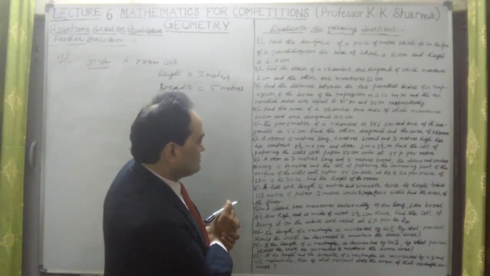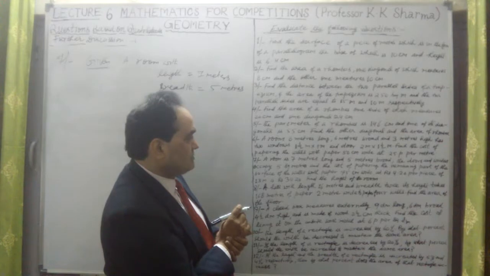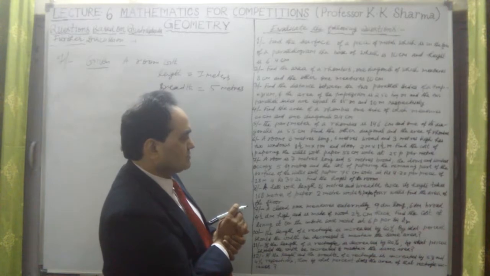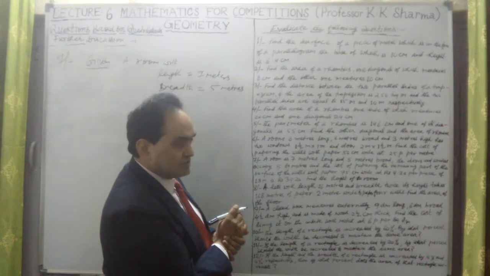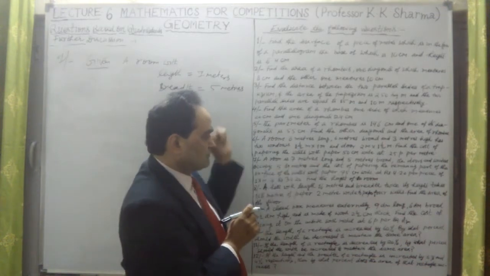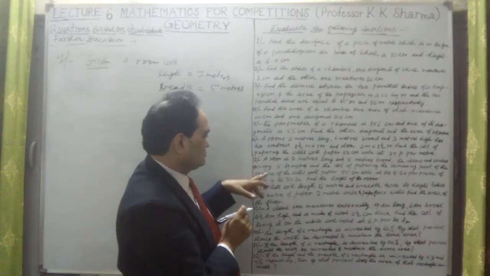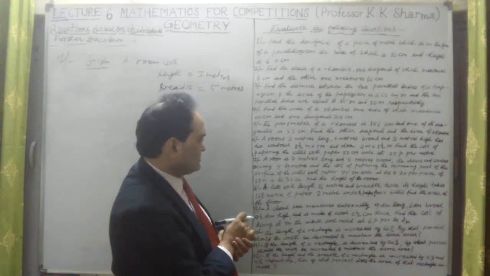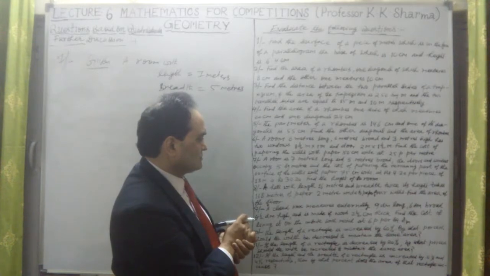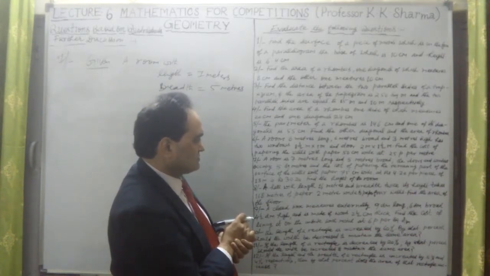So a room is 7 meters long and 5 meters broad. The doors and windows occupy 5 square meters, and the cost of papering the remaining part of the surface of the walls is with 75 centimeter wide paper. Okay, so height is not given. A room is 7 meters long and 5 meters broad. Alright, so this is the room here. The doors and windows occupy 5 square meters, and the cost of papering the remaining part of the surface of the walls is with paper 75 centimeter wide.